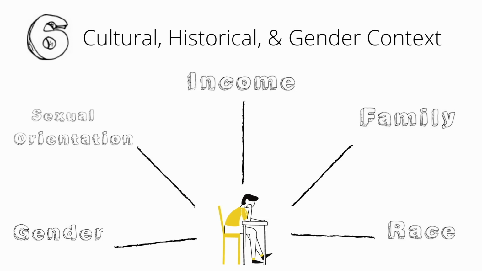Step 6. Cultural, historical, and gender contexts. Respect one another's diverse experience and identities. Note that each student might be going through something different. Highlight the intersectionalities of each student and how they play a role in their educational pursuits, keeping in mind a student's gender, sexual orientation, income, family, and race.